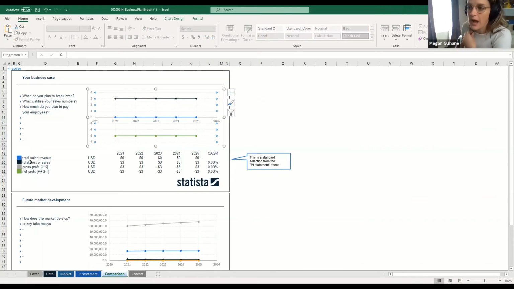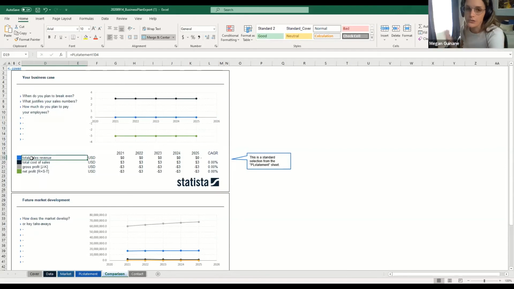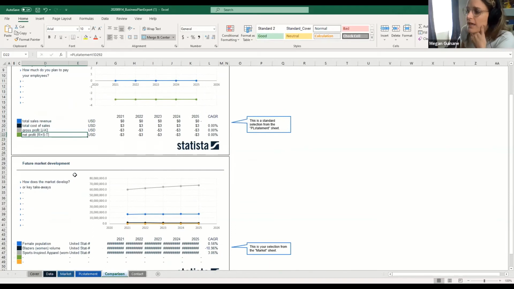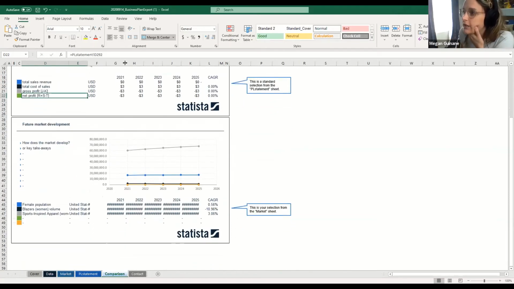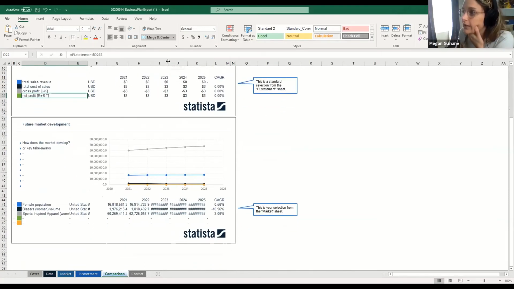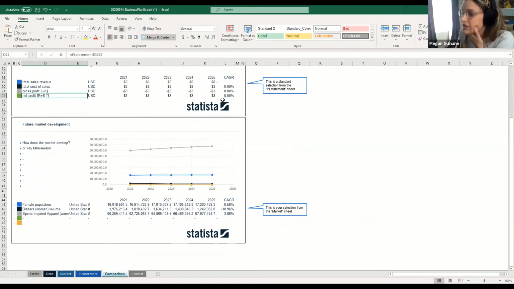So it will show you how the total sales revenue, if it grows or doesn't grow over time. I didn't put any real numbers in here, so it kind of just shows, everything's pretty flat. But it all depends on your particular business, the total cost of sales, your gross profit, and your net profit. And this chart over here is taking from the market tab. So this is just another way to see, in a line chart, how it develops over time. So you can answer, how does the market develop?